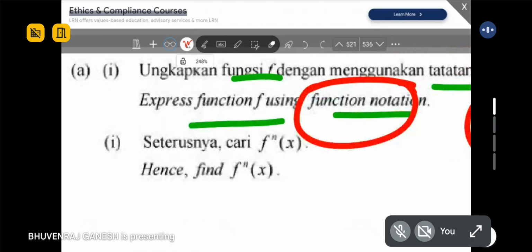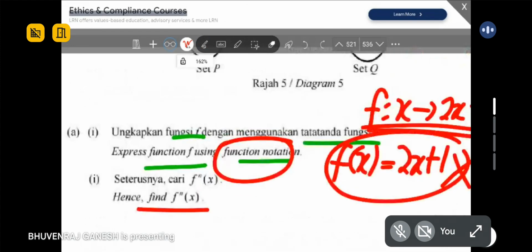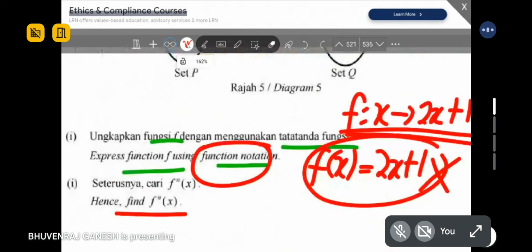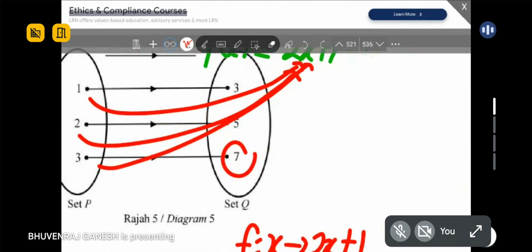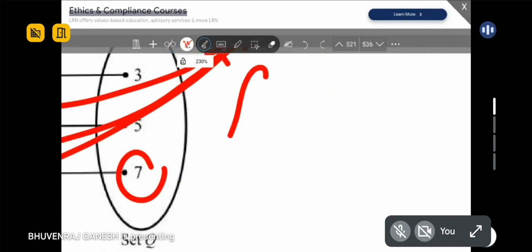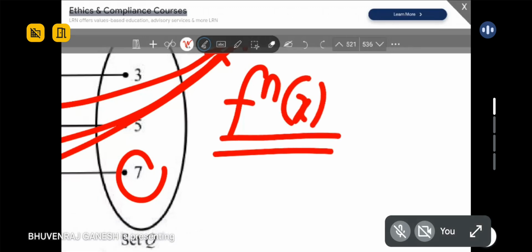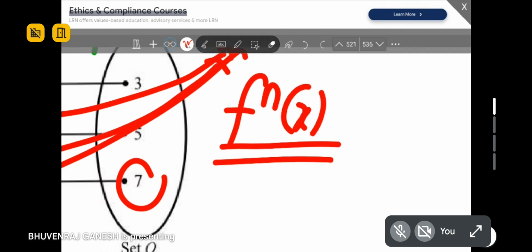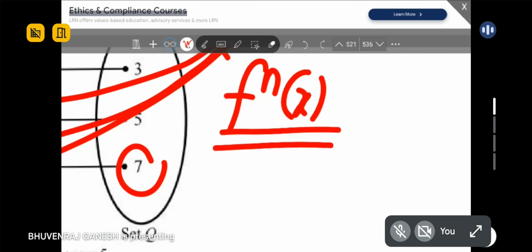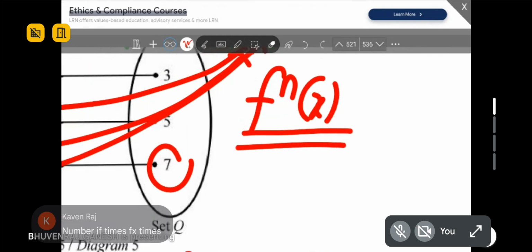Okay? Alright. Next one. Hence find f^n(x). Okay, so this is a good question. f^n(x). Alright. So guys, what does it mean by f power n of x? Can anyone explain to me? Apa maksud yang ni? When you see a symbol like that, what is it actually they're asking you? It's a good question over here. Number of times f(x) times. Okay. Yes, can. I understand.